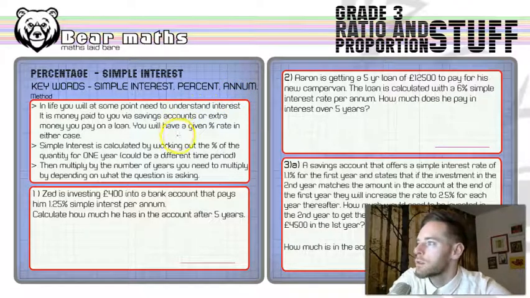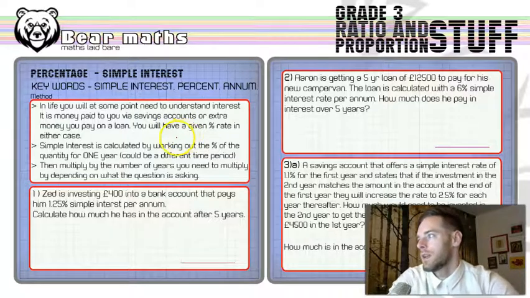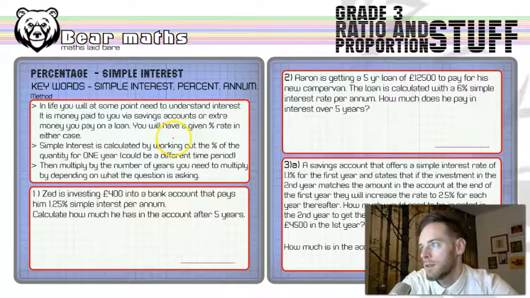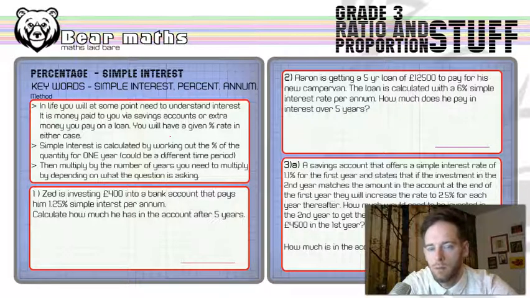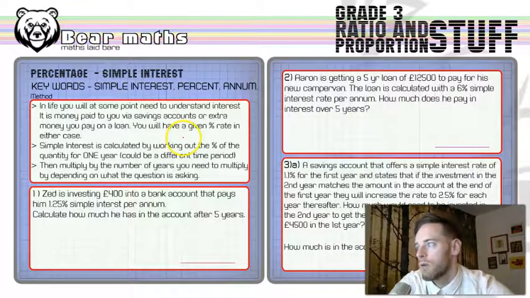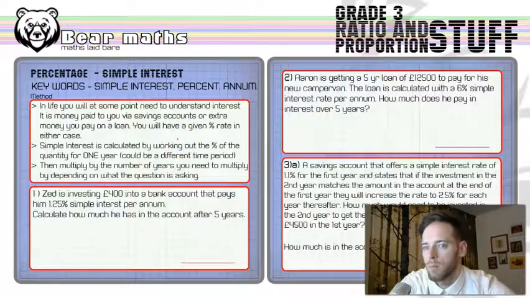So in life, you will at some point need to understand interest. It is money paid to you via savings accounts or extra money you pay on a loan. You will have a given percentage rate in either case, and that's set by whoever you borrow the money from or whatever bank you choose to use. Simple interest is calculated by working out the percent of the quantity for 1 year. Like I've said previously, it could be a different period of time, but mostly it is a year. Then you multiply by the number of years, depending upon what the question's asking you.